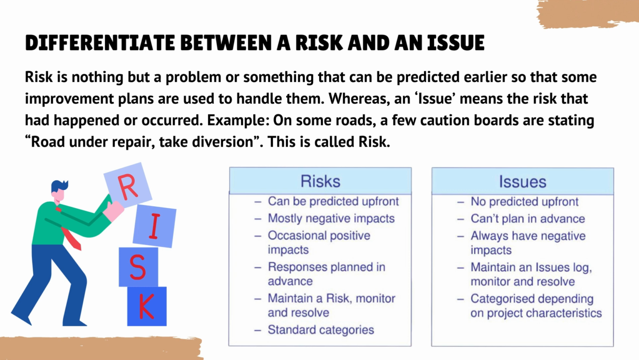There are some standard processes to mitigate the risk, but when it comes to issues, they are categorized based on project characteristics. So an issue is something that is not predicted. Risk is something that we can predict, and we can have some remediation plans for it.